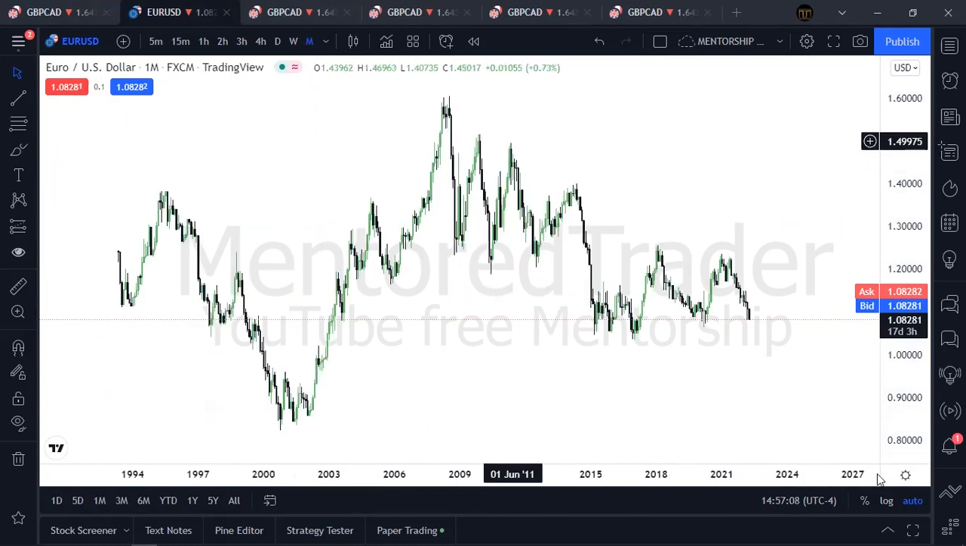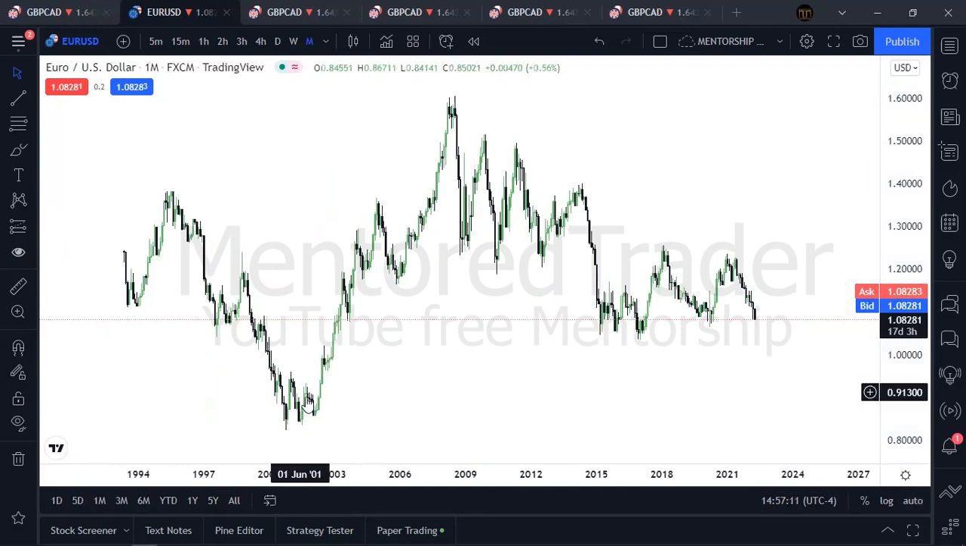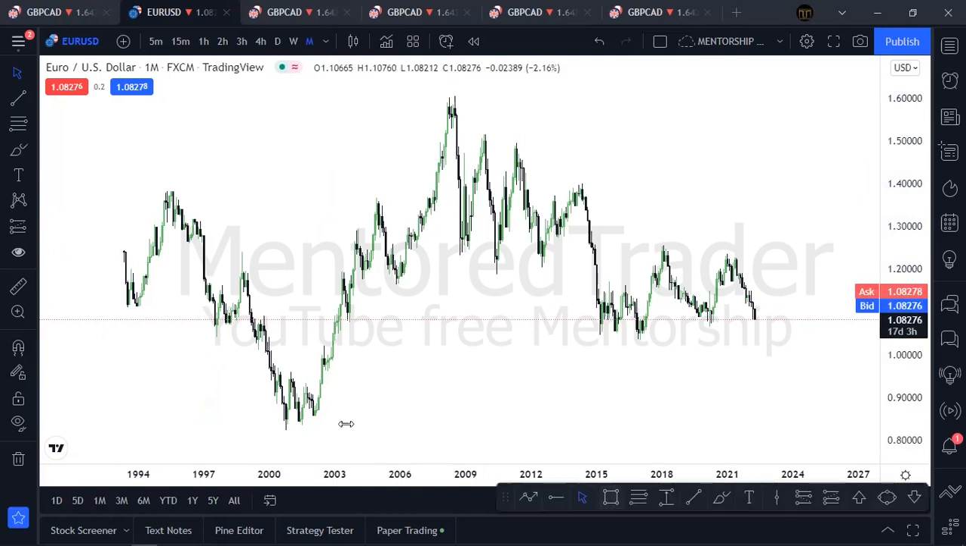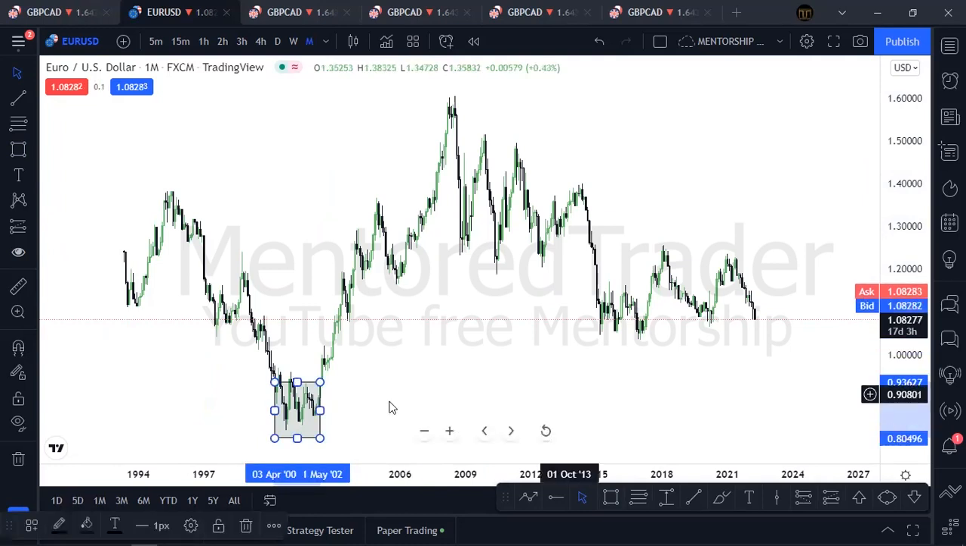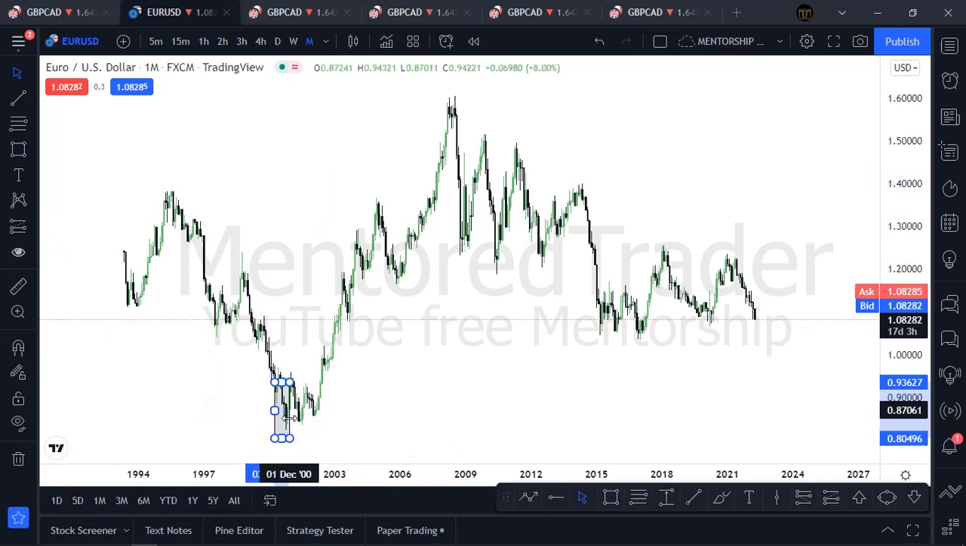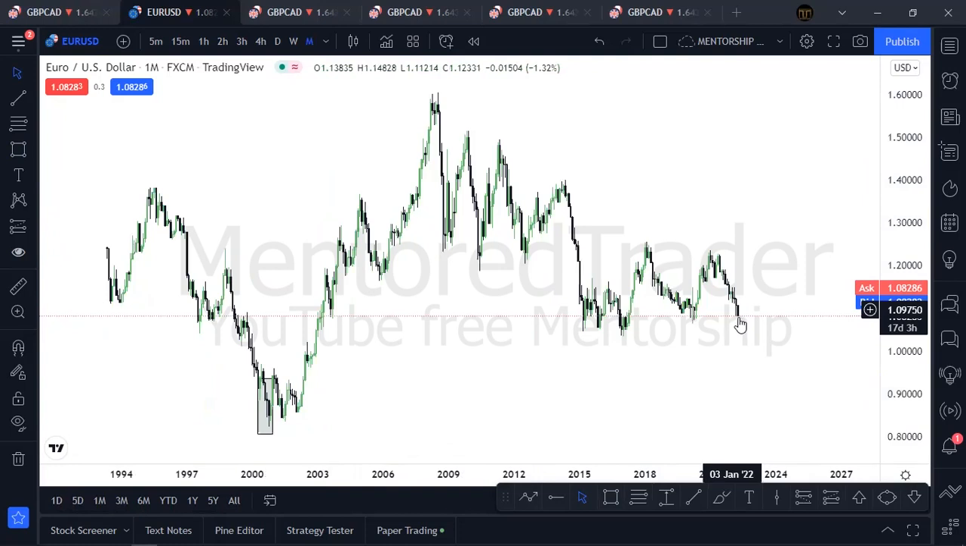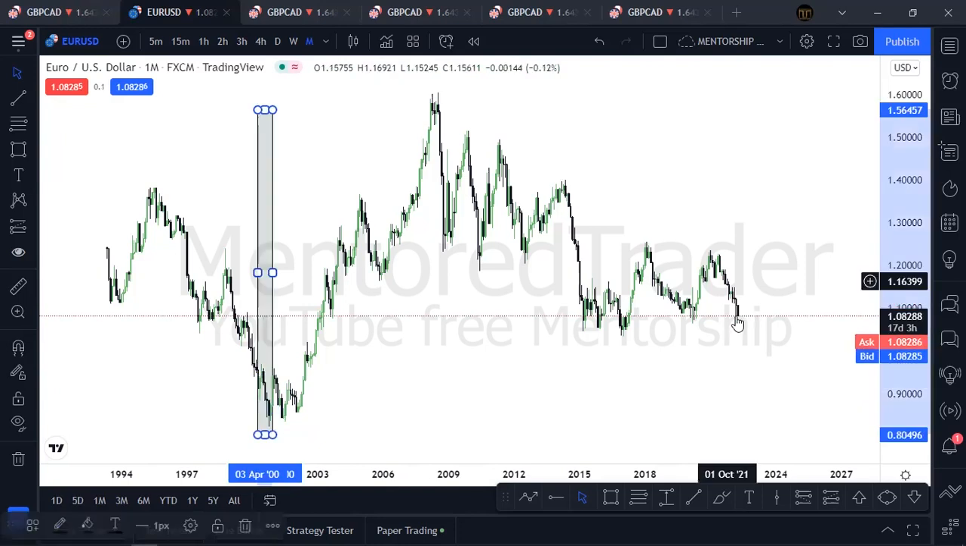The way you look at price action, this candle. Now let me highlight this thing. I want to show you. This is 2001. This is 2000. The year 2000, and this is the year 2022. 22 years difference. From here all the way to here is the price.